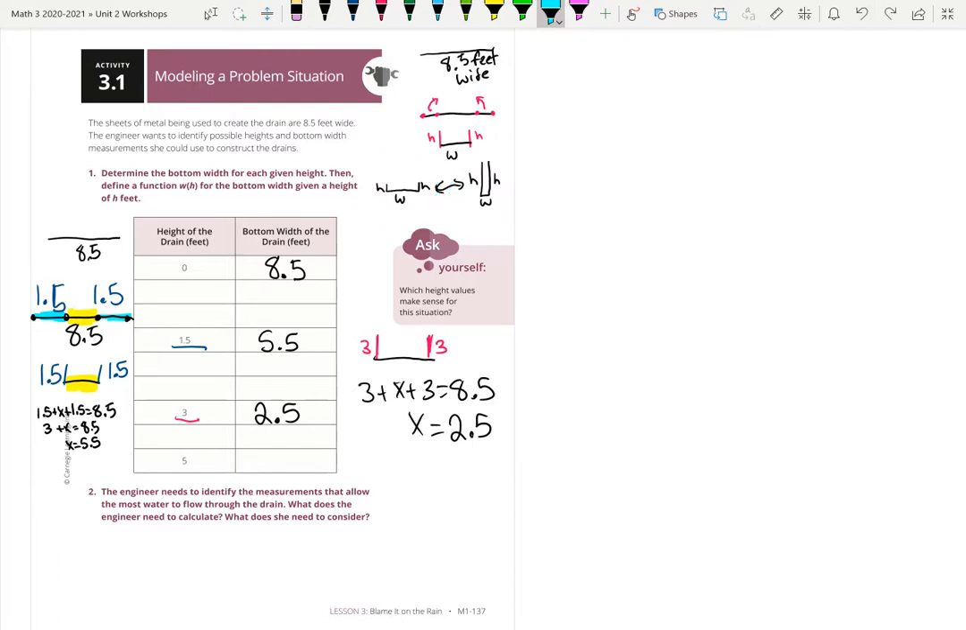We see that modeled. Now, a general rule for this is my height. What do I have to do with the height to get the width? Can I write up some sort of equation? Well, I know that it's going to be 8.5 minus 2 times the height, and then this is going to be equal to the width. 8.5 minus 2 times the height. So go ahead. I want you to fill out this table. I'm going to give you some values.